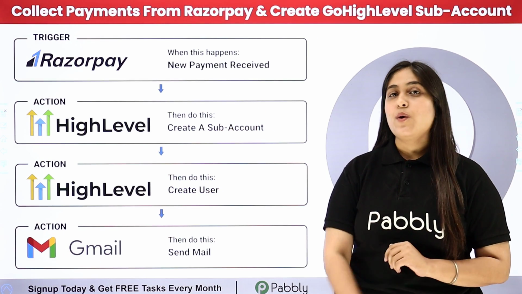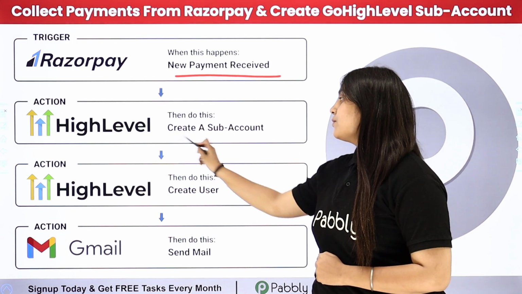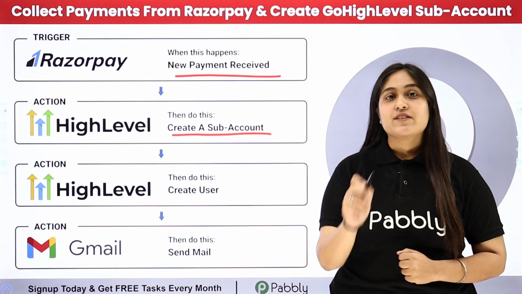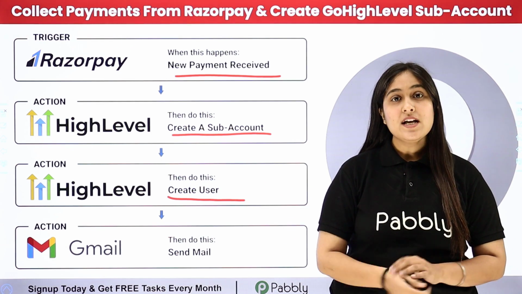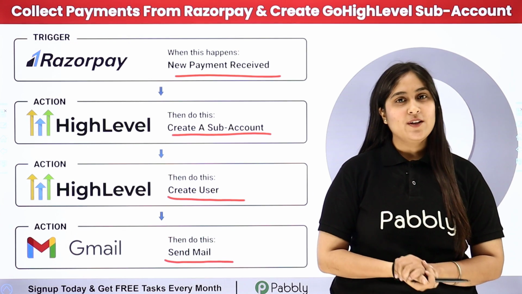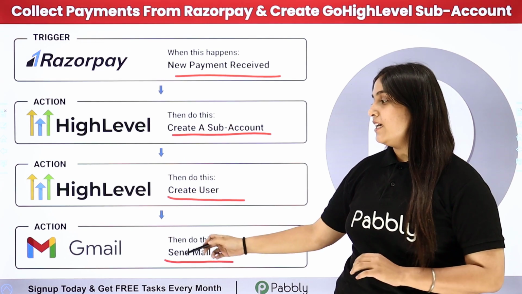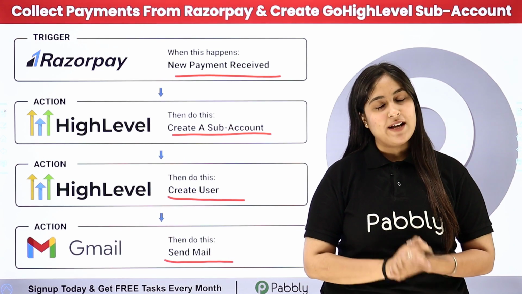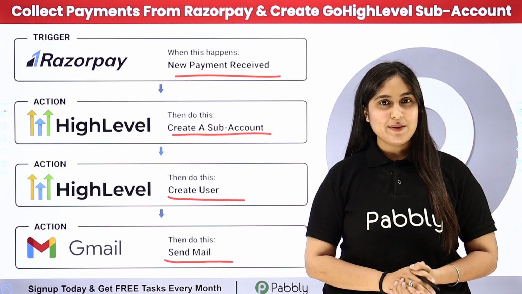So here in this case I want whenever a new payment is received, automatically a sub-account should be created for that customer, and after that the customer should be added as a user in his or her own sub-account, and after that automatically a mail should be sent to that customer with all the login credentials. So here to build this connection I need to connect all these applications using an automation software named Pabbly Connect. So to learn this process step by step, let me take you to my screen.